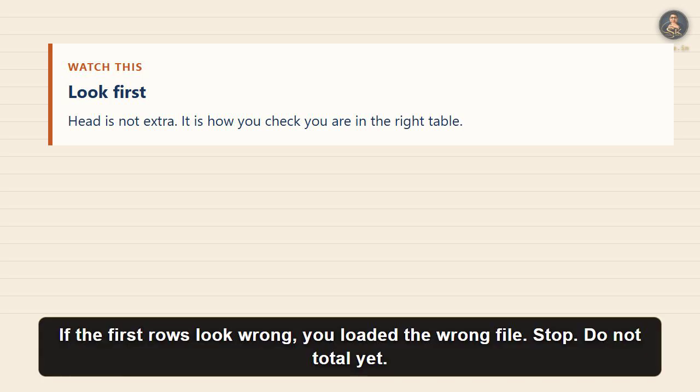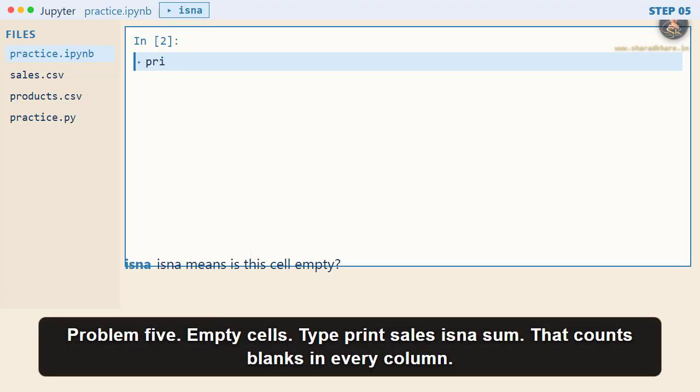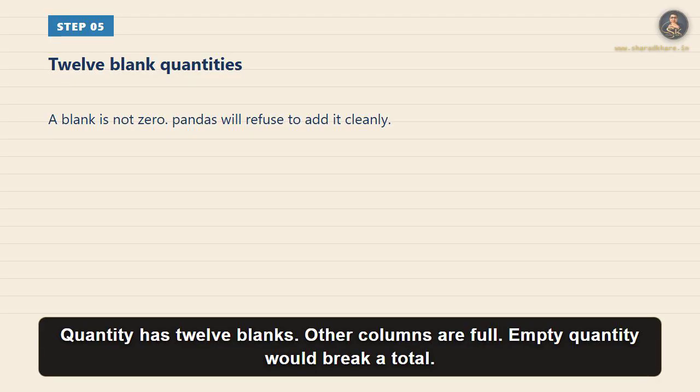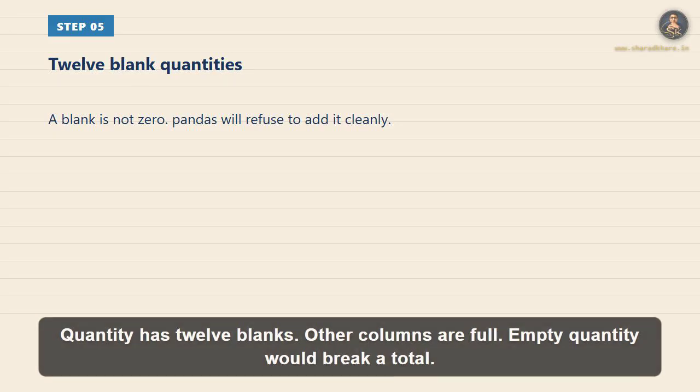Stop. Do not total yet. Problem 5. Empty cells. Type print sales.isna().sum(). That counts blanks in every column. Quantity has 12 blanks. Other columns are full. Empty quantity would break a total.